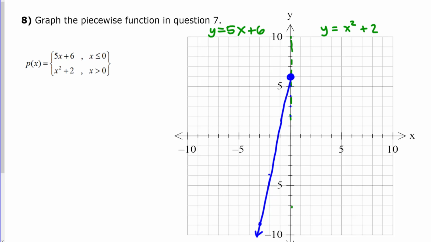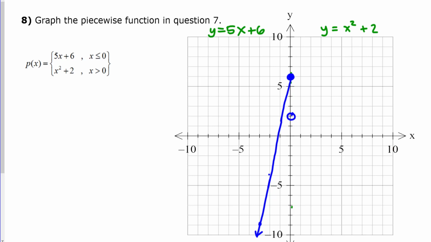x squared plus 2. So x squared plus 2 is a parabola that is facing upward, and it's been shifted up 2 units. So I'm just using my translations that we learned earlier in this class. So the vertex is shifted up 2 units. That's where the vertex is going to be.